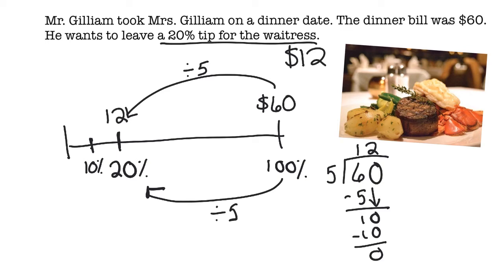Some of you that might have wanted to go down to 10%, you would just do 60 divided by 10 to get the 10%, which would give you 6, and then you would just double that to get the 20. Also, something you will see in your practice is the 0%. If you give 0% of a tip, that's going to be $0.